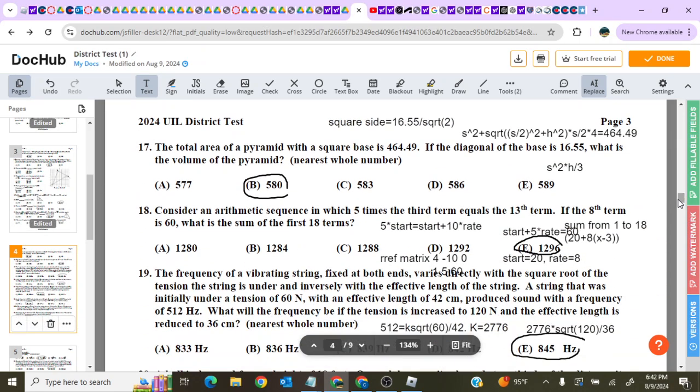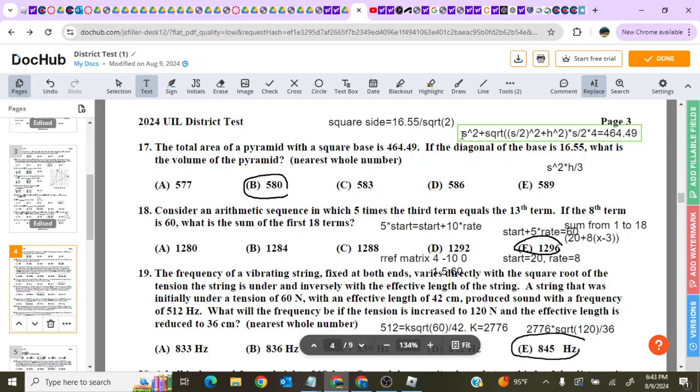The total area of a pyramid with a square base is that. The diagonal of the base is 16.55. What is the volume of the pyramid? Well, if you know the diagonal of the base, you can very easily figure out the square side. You can use Pythagorean theorem to prove it, but the base is basically an isosceles right triangle, so you can divide the hypotenuse by square root of 2 to get the side length. So then once you do that, you've got the square side length.